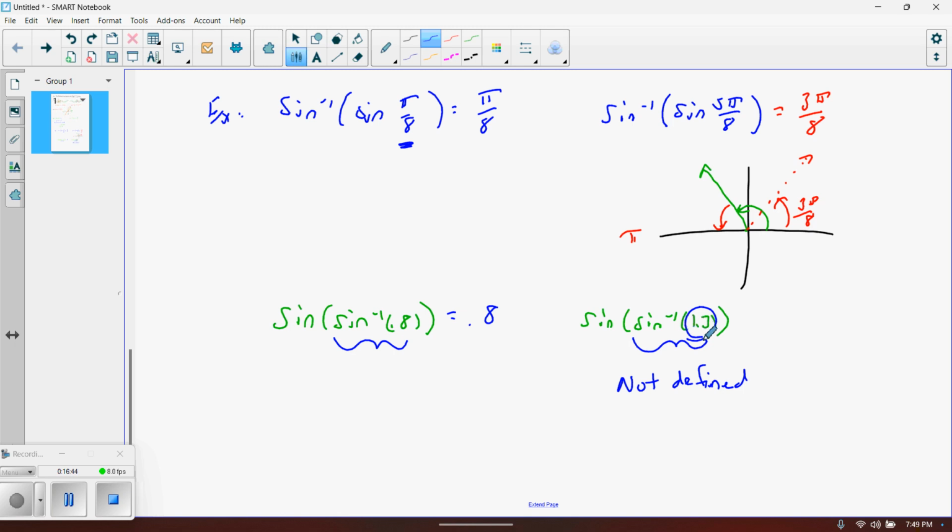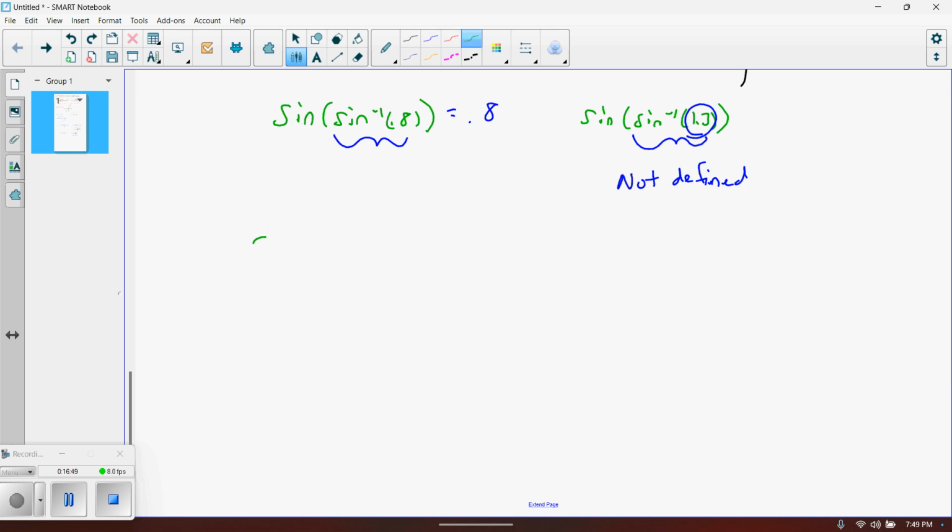Okay, cosine is exactly the same concept as sine. You just got to know your cosine values. So if I wanted to do the inverse cosine of -√2/2, first of all, you see that the inside of that is a negative value. We know that everything in the first quadrant from 0 to pi halves is going to be positive. So for cosine, it's restricted from 0 to pi, which means this has to be in the second quadrant.